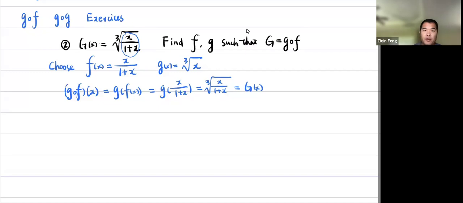I hope you have a good understanding of how to generate functions from some old functions by shifting, addition, subtraction, multiplication, division, or composition. There are multiple ways to generate functions.